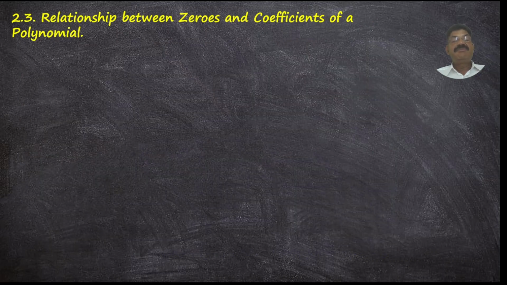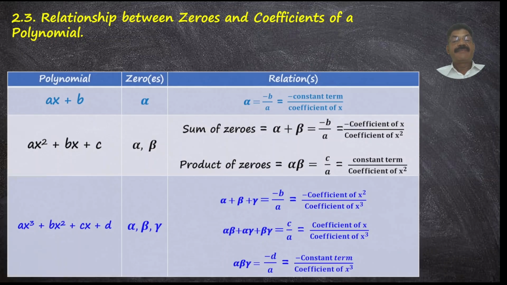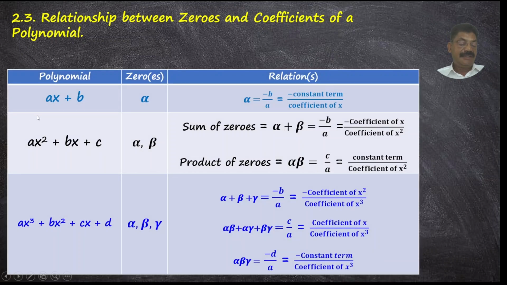Now we are going to study an important relationship between zeros and coefficients of a polynomial. Look at this table. First we take a linear polynomial ax plus b. It can have only one zero. Say it is alpha. Then what is alpha? Alpha is equal to minus b by a. If you take this value equal to 0, then x is equal to minus b by a. That is, alpha is equal to minus b by a. What is minus b? It is the constant term. What is a? The coefficient of x. Therefore, this is the relation between zeros and coefficients for a linear polynomial.